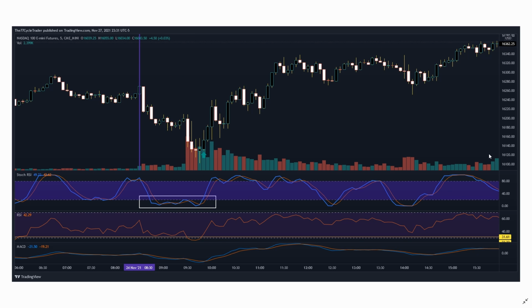Here's another example on the 5-minute chart. You have 1, 2. You're entering the trade here and you are riding. And this is actually very recent. This was on the 24th. This happened a few days ago.